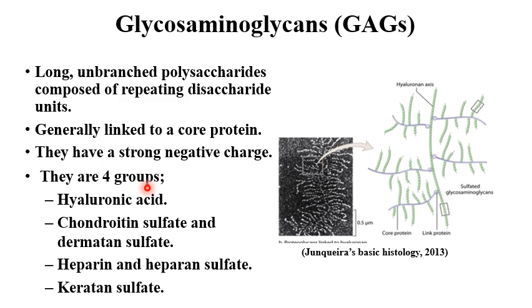This molecule is unsulfated and does not attach to a core protein. So it is unsulfated or non-sulfated and non-attached to a core protein. The remaining 3 groups of GAGs are chondroitin sulfate and dermatan sulfate, heparin and heparan sulfate, and finally keratan sulfate.